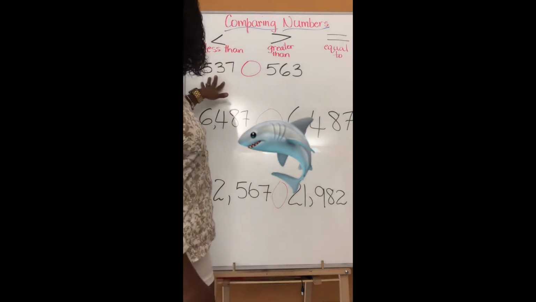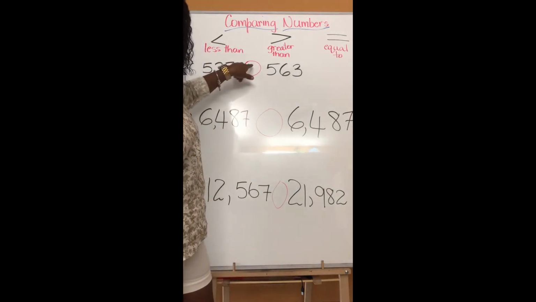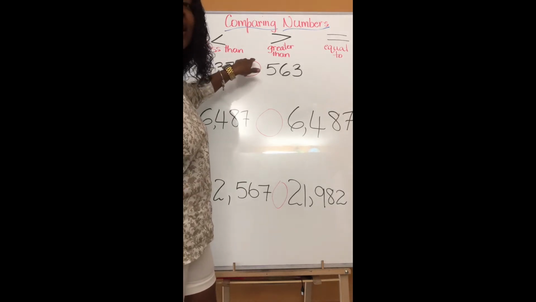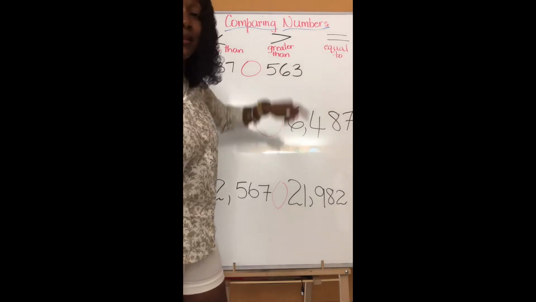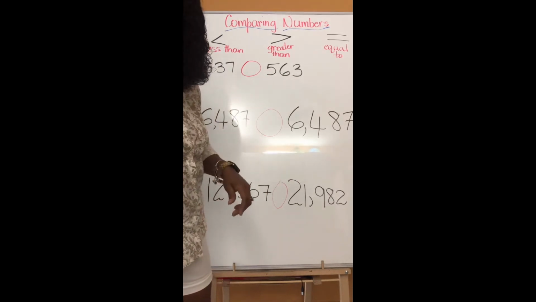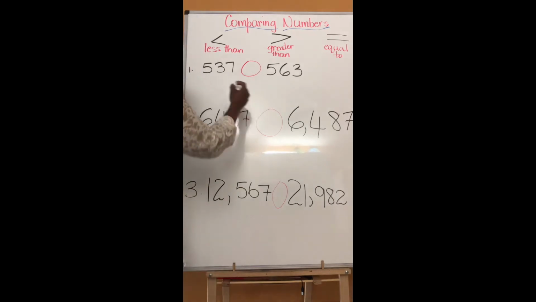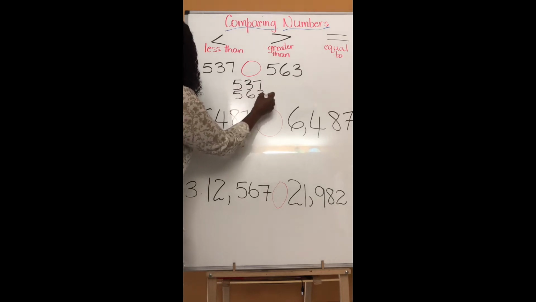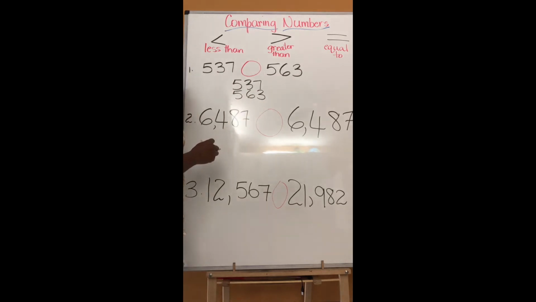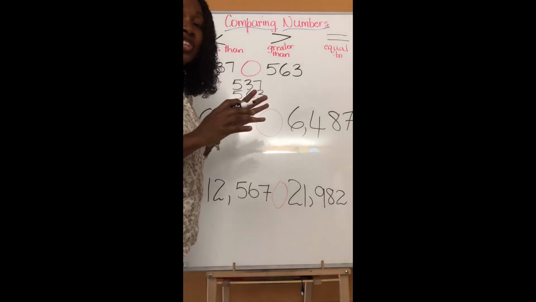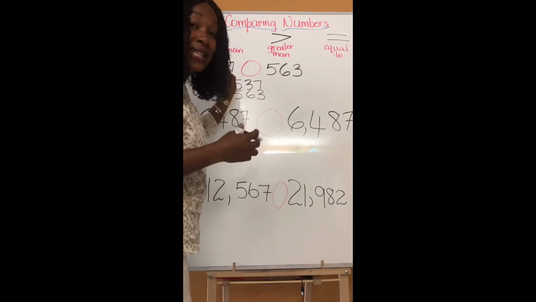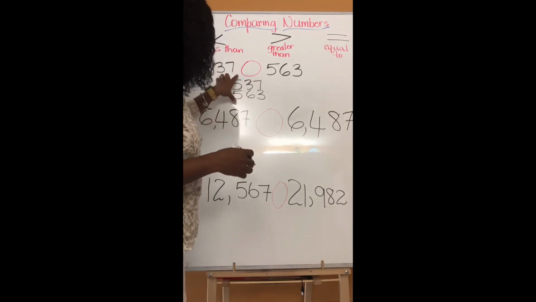All right, so 537 is either less than or greater than or equal to 563. How do I like to do this? I like to set it up one above the other. So 537 and put 563 immediately under it. Now I am going to compare each digit starting from the one with the biggest value, which is the 5s.